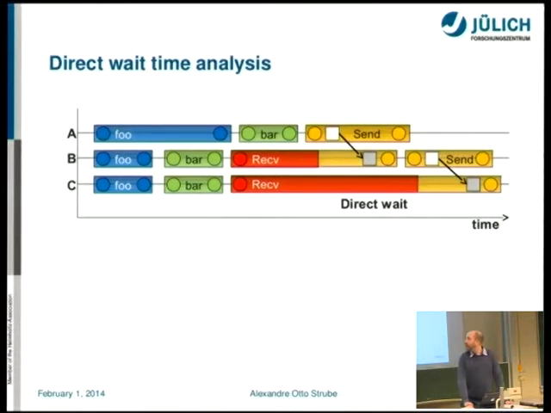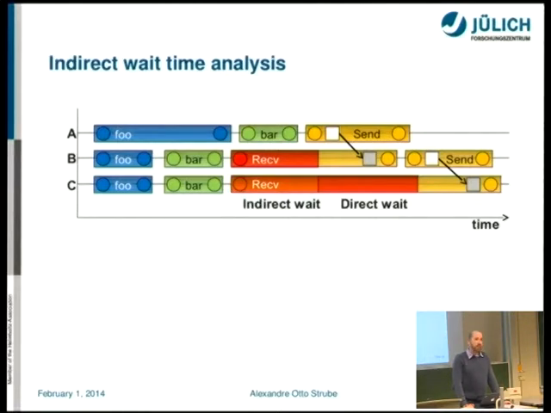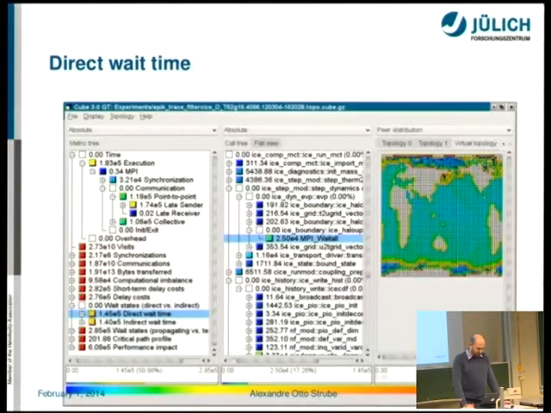What else? We measure direct wait time. That means when someone sends a message and the other process spends time waiting, we can measure that. We can also measure indirect waits. So, for example, how does it look? Again, it's a matter of going to the GUI and seeing what we have as direct wait time.